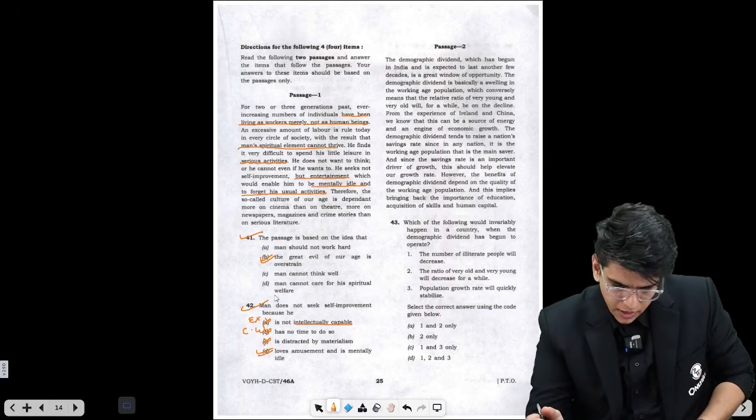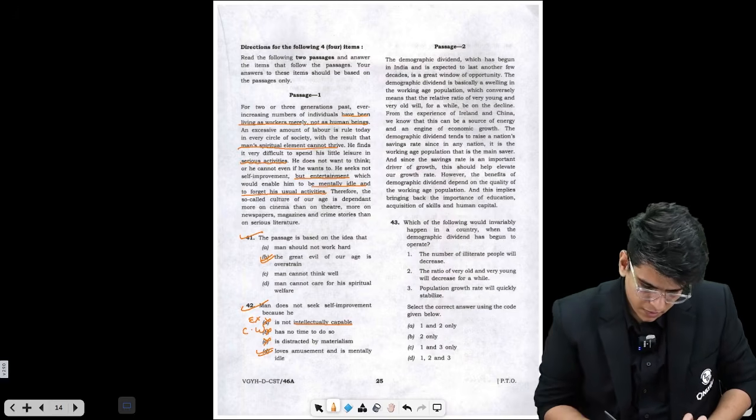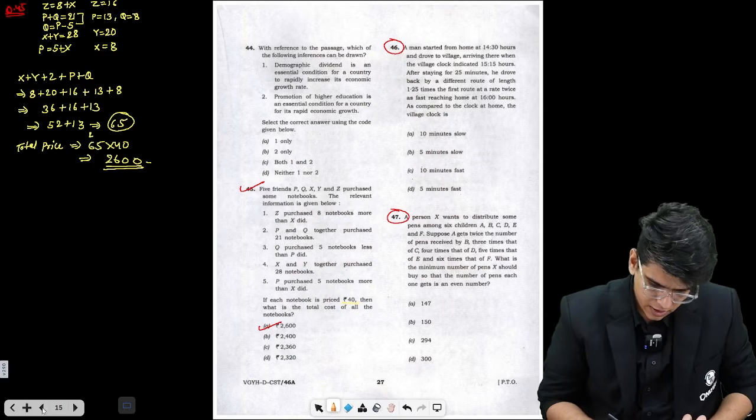There are how many? Passage 2, there are 2 questions. Let's try to solve them.